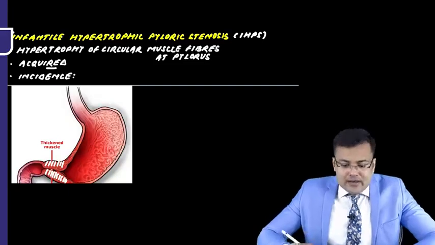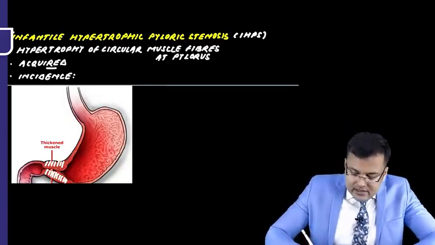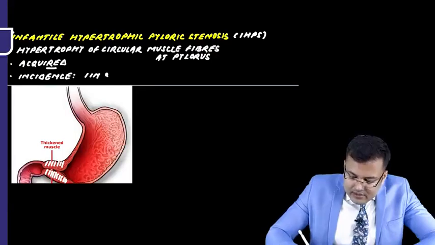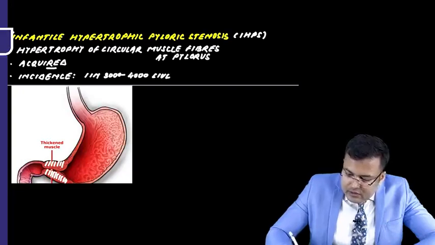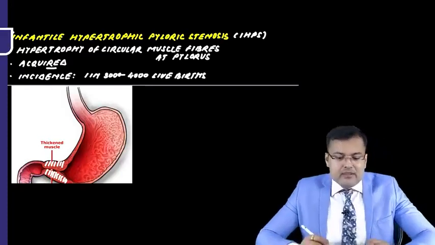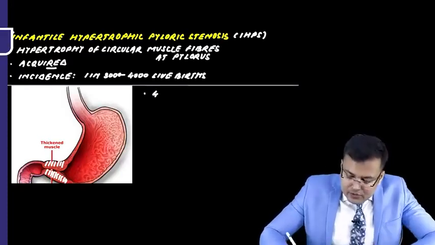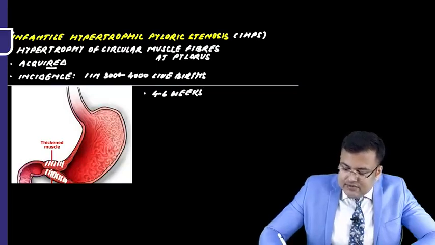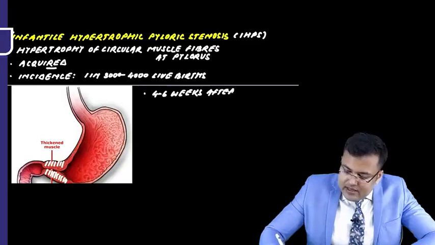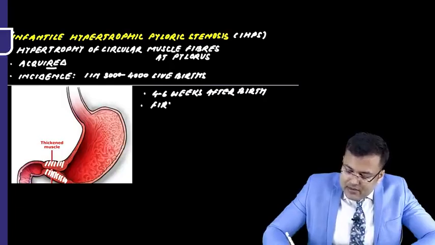So this is acquired. How much is the incidence? It is 1 in 3,000 to 4,000 live births. Here, the child is normal at birth. What is the age of presentation? 4 to 6 weeks after birth. And as a characteristic feature, usually it is seen that first-born males are commonly affected. It affects mainly first-born males.